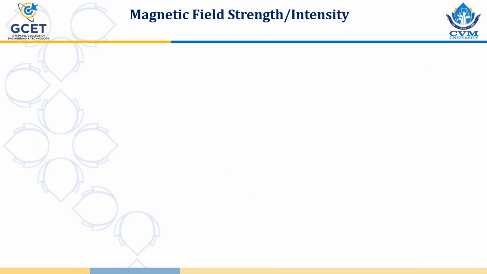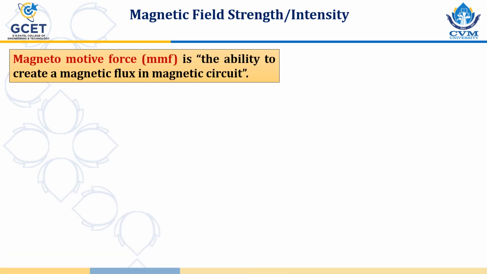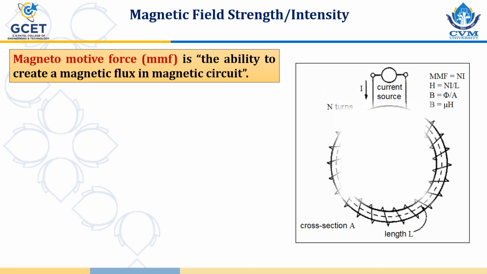In BH characteristic, we have to understand two terms. One is magnetic field strength or magnetic field intensity. Whenever a magnetomotive force or MMF is there, it is the ability to create a magnetic flux in any magnetic circuit. Magnetic circuit means core and winding. So whenever there is a core, there is a winding, and this arrangement is connected with a DC source, there is a magnetomotive force. And the magnetomotive force will generate a magnetic flux in that magnetic circuit.